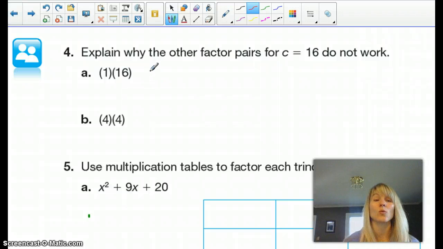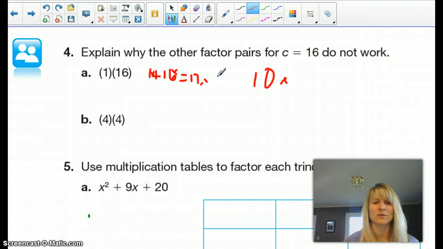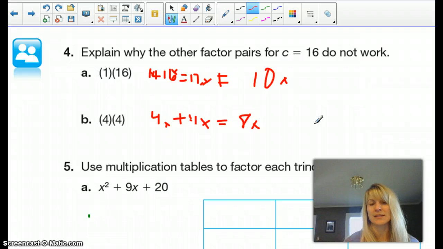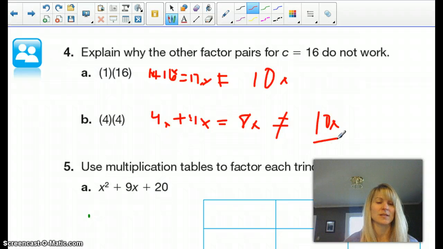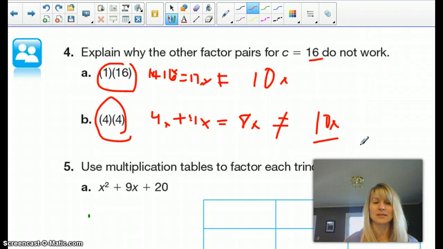that when you take 1 plus 16, that would give you 17. And if we had the x's in there, that would give you 17x. Our center term was 10x, so that can't be right, okay? If we take 4x plus 4x, that equals 8x. And again, our center term was 10x. So those factors can't work because they don't add to our 10x. They do multiply to the 16, which is what we needed, but they also had to add to the 10x.